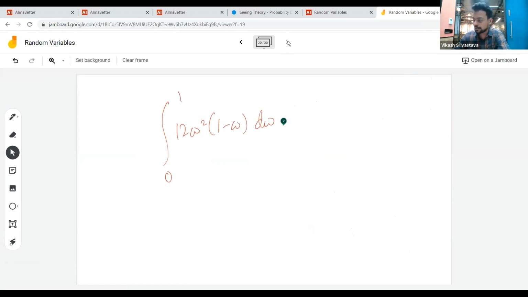So let's try to solve this integral. This is pretty straightforward. 12 w squared minus 12 w cubed. What I can do is put 12 outside. So 12 outside, and then we have from 0 to 1 w squared dw, and then from 0 to 1 w cubed dw. So this is what we have.